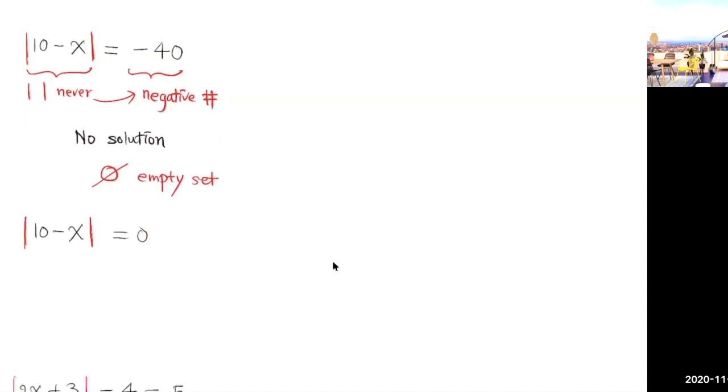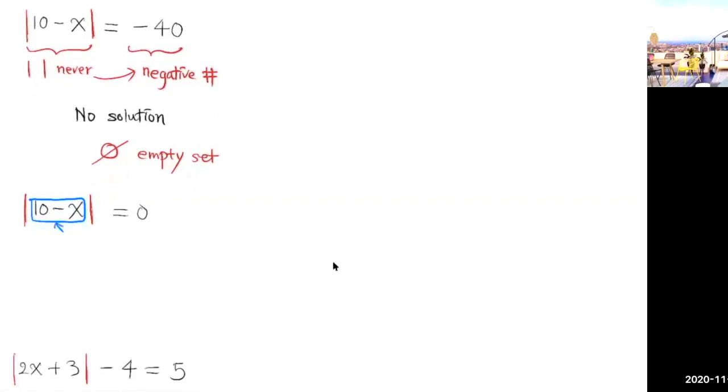So what can we say about this inside? What number can that be? Zero. It can only be zero. So zero is the only number whose absolute value equals zero. So we will have 10 minus x equal to 0. So x will be equal to what? 10. Yeah, you got it. So x equals 10.